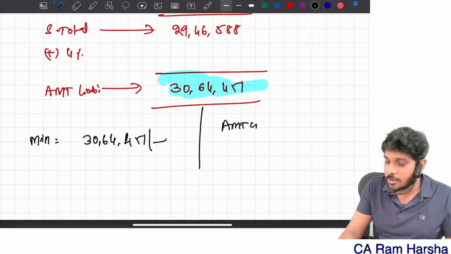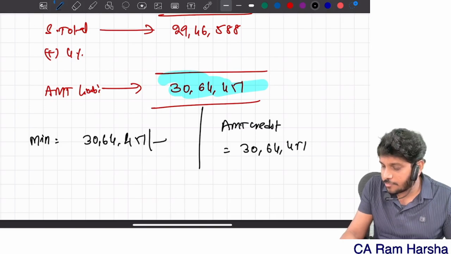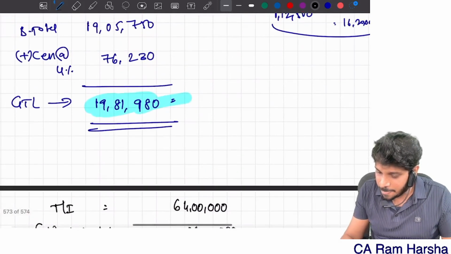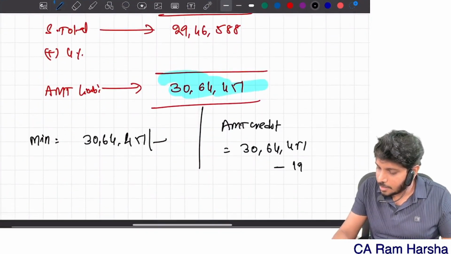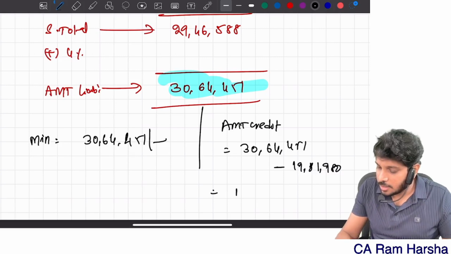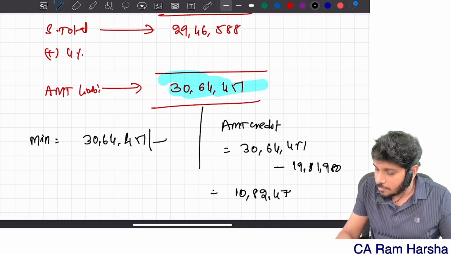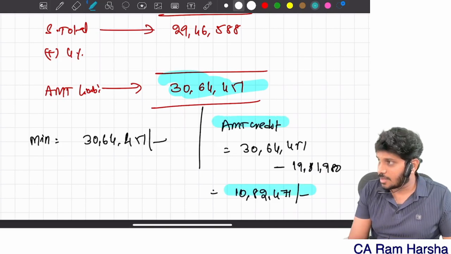Now, if I go with the optional tax regime, this much tax minimum I should pay, and I am eligible for AMT credit. AMT credit is what? AMT 30 lakh 64,451 minus 19 lakh 81,980. How much is the answer? 10 lakh 80. That's it. This is the AMT credit. Correct? Fine.